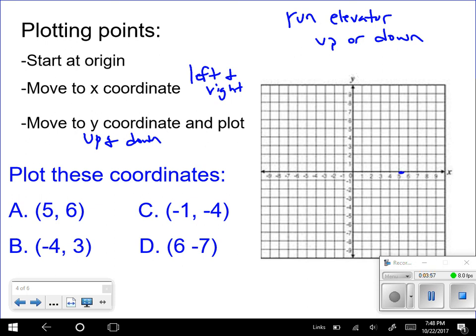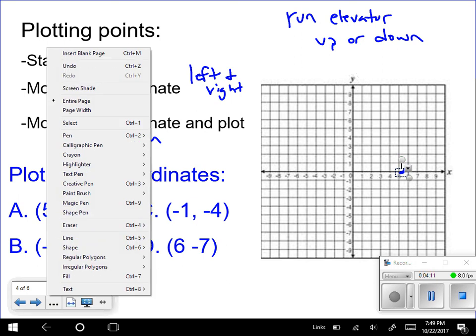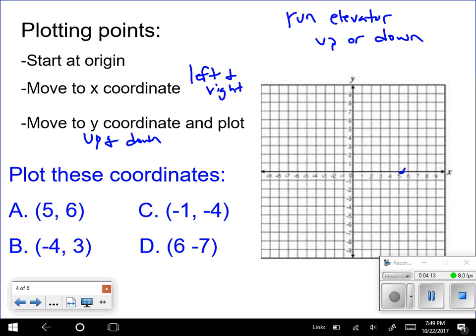I don't know why it's writing there. Give me a second. Oops. The pen is just not working. Try this. Okay. Nope.